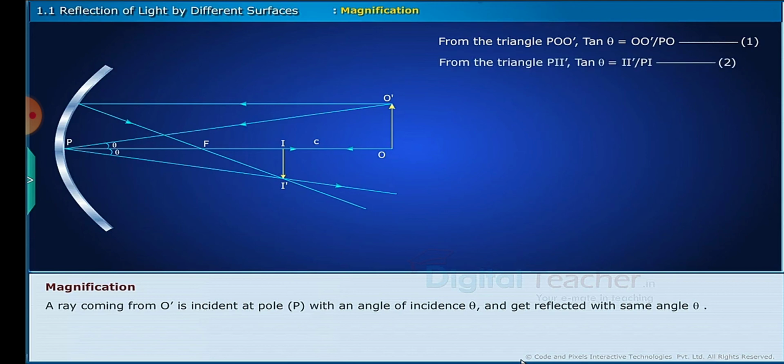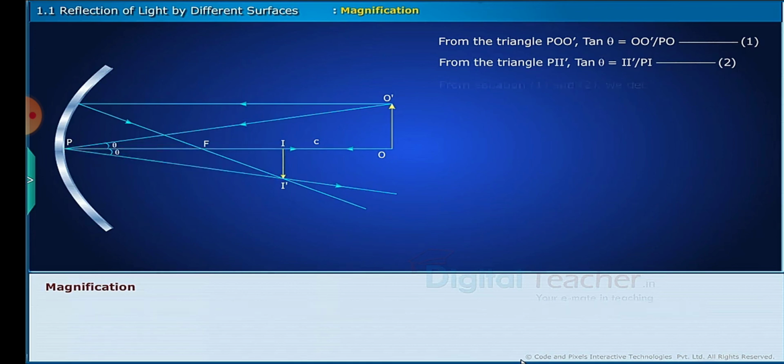From the triangle PII dash, tan theta is equal to II dash by PI. Consider it as equation 2. From equations 1 and 2, we get II dash by OO dash is equal to PI by PO. Consider it as equation 3.